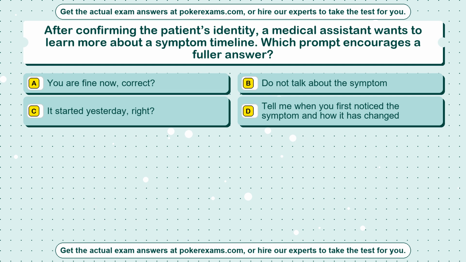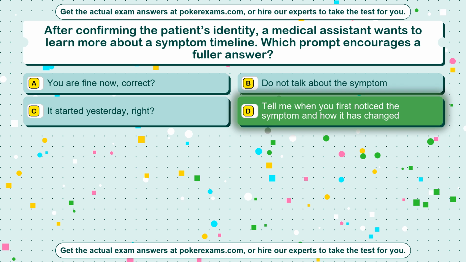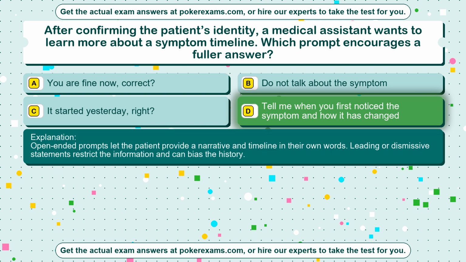Question 82. After confirming the patient's identity, a medical assistant wants to learn more about a symptom timeline. Which prompt encourages a fuller answer? Option A. You are fine now, correct? Option B. Do not talk about the symptom. Option C. It started yesterday, right? Option D. Tell me when you first noticed the symptom and how it has changed. The correct answer is option D. Tell me when you first noticed the symptom and how it has changed. Open-ended prompts let the patient provide a narrative and timeline in their own words. Leading or dismissive statements restrict the information and can bias the history.